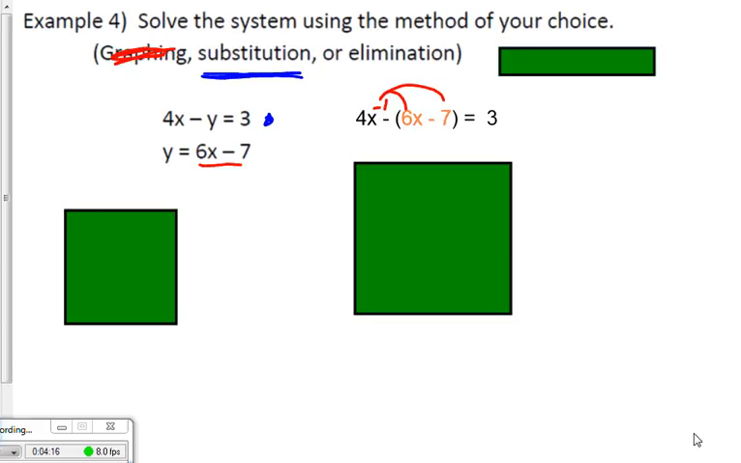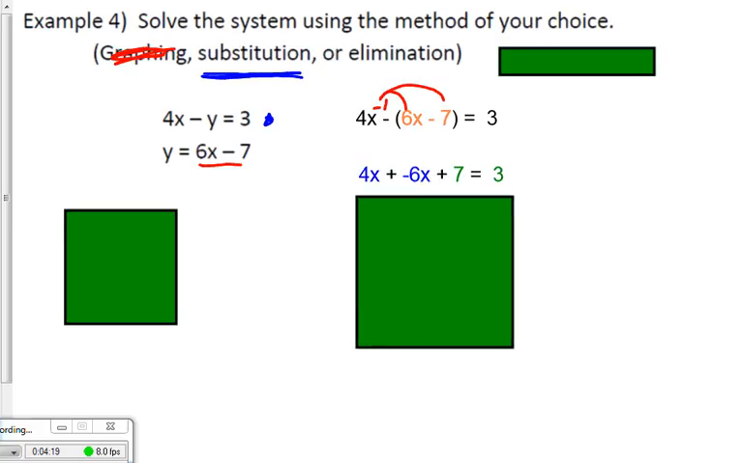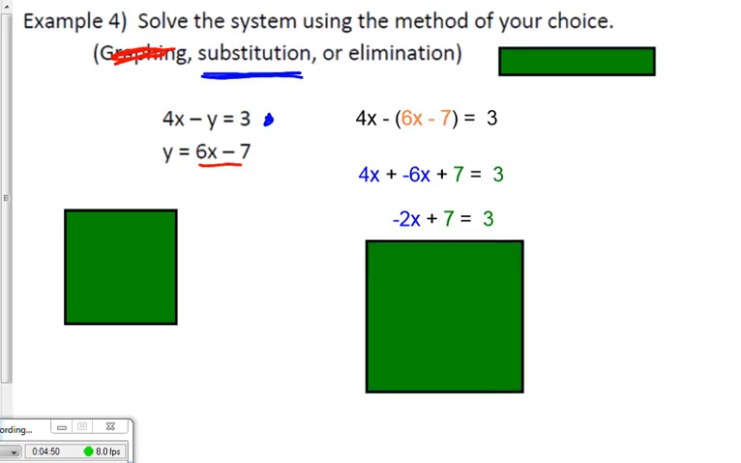When we simplify this piece, it comes out to 4x plus negative 6x plus positive 7. This was a negative 7, but because we're subtracting it, it's like subtracting a negative 7, so we're actually adding it. So it became 4x plus negative 6x plus 7 equals 3. Combining our like terms, 4x and negative 6x became negative 2x, still adding on that 7, equals 3.